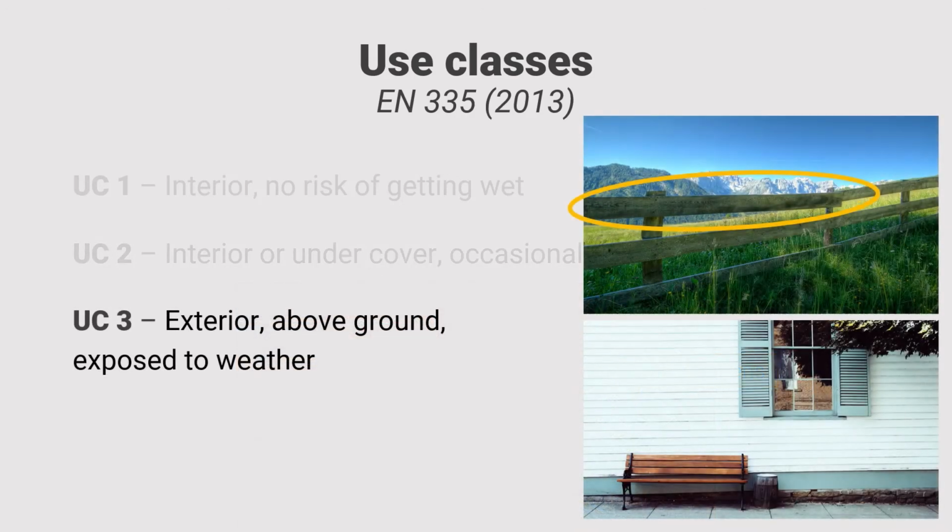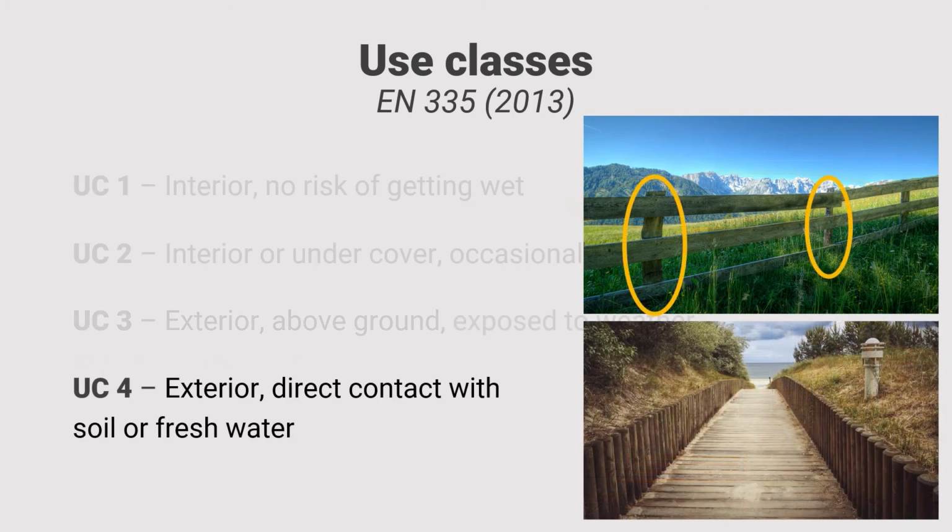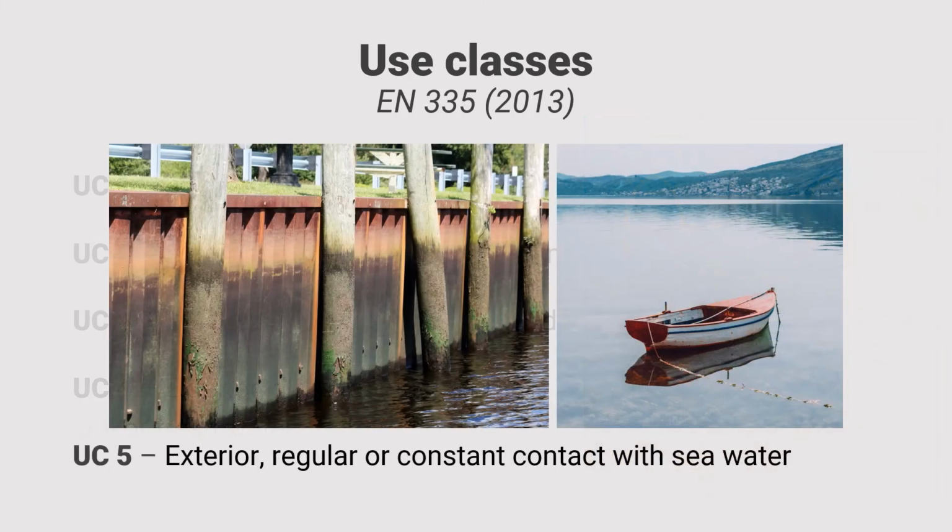The third use class covers all outdoor applications that are above ground and exposed to rain. These include cladding, or the outermost layer of the facade, window frames, outdoor furniture, fence rails, and much more. Wood in the fourth use class is not only exposed to the weather, but also in direct contact with the ground or fresh water, like fence posts or decking that is sunk into the soil. Finally, the fifth and most demanding use class consists of wooden products that are in regular contact with seawater.